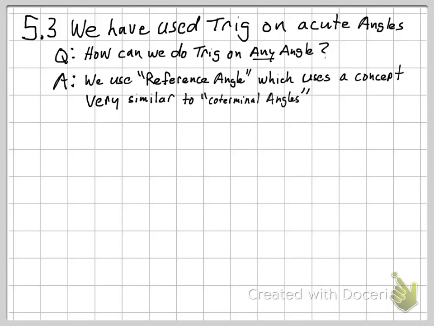And if you remember a coterminal angle, 20 degrees and 380 degrees are coterminal angles. Well, how do I know that? Because if I draw an angle of 20 degrees, and if I draw an angle of 360 degrees more, it's going to look exactly the same on my XY coordinate system. So this is a cousin concept to that, reference angle.